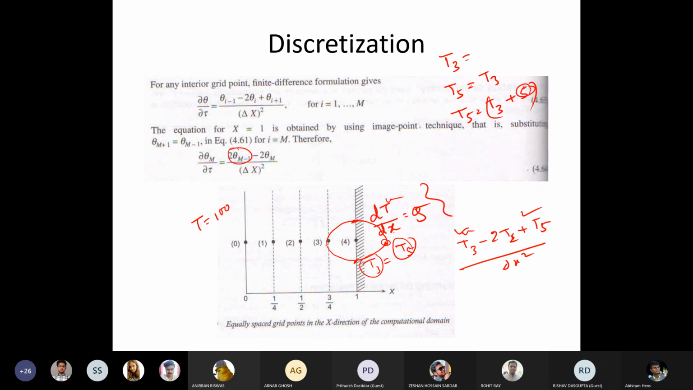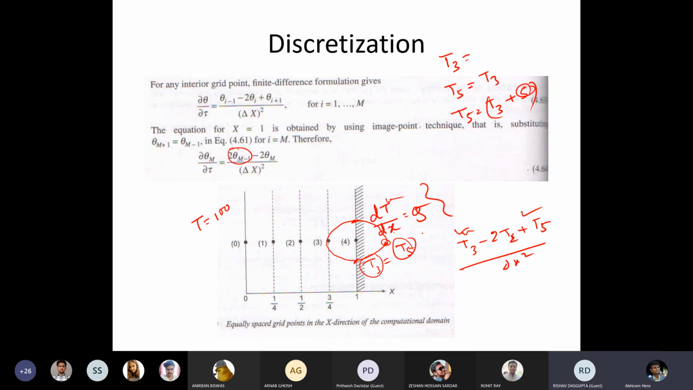What? Please repeat. Here the condition you have given is dT by dx is equal to 0, right? If instead of this condition, a condition was given like dT by dx is equal to say 5, then could we have applied this mirroring technique? No, the mirroring technique you cannot take in that case. The mirror point, image point will not be there.